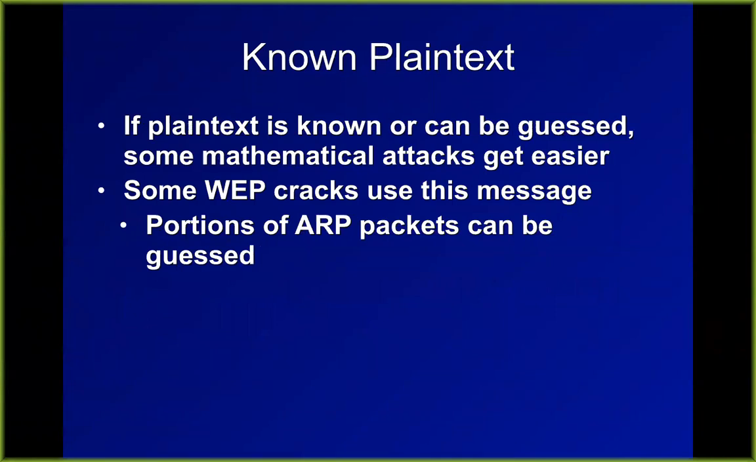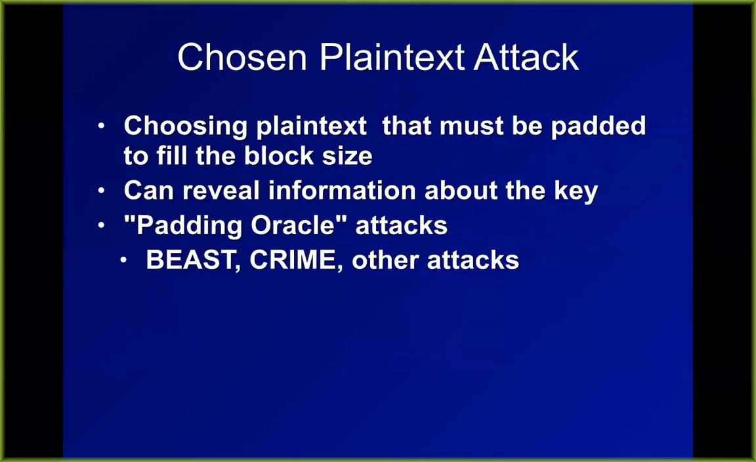If you can guess or indeed feed in plain text to be encrypted, this makes other mathematical attacks possible. This is the way fast WEP cracks work. You would guess the portions of ARP packets, because ARP packets are very much all the same, and then you would pump a lot of ARP packets through very fast and get encrypted versions of plain text you know, and that makes some mathematical attacks possible to crack it faster. Chosen plain text is another way where if you can pump in very carefully chosen text, which is then encrypted, you can deduce something about the key.